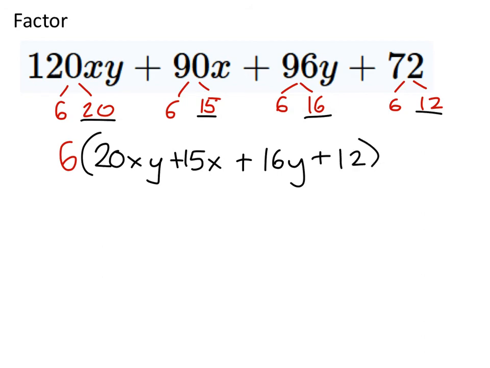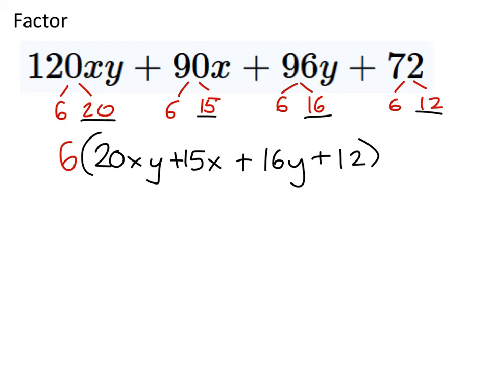Now, just to check, we could look at these and see if there's anything we could pull out from all 4, right? So 20, 16, and 12 have common factors of 4, but 15 does not. So that doesn't work. There's nothing that works right there. I mean, 15 and 12 have a 3, 20 and 16 have a 4, whatever. There's nothing else I can pull out of that.